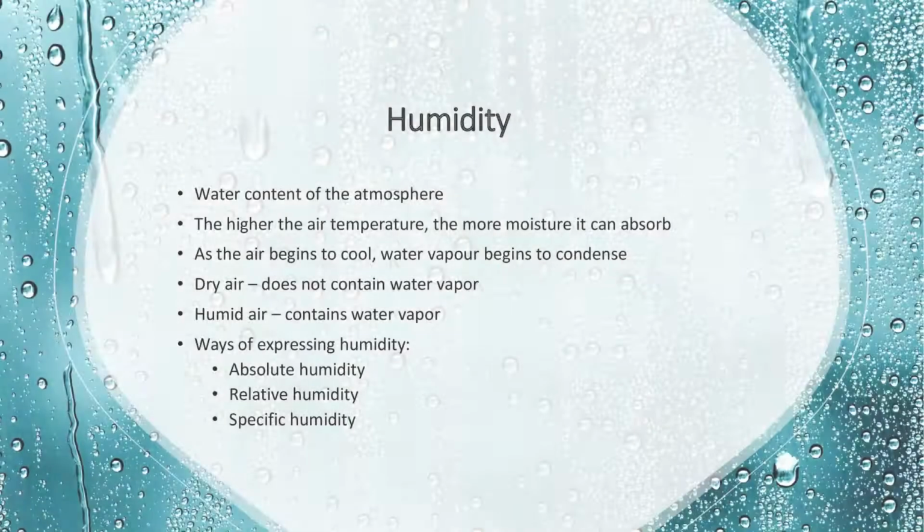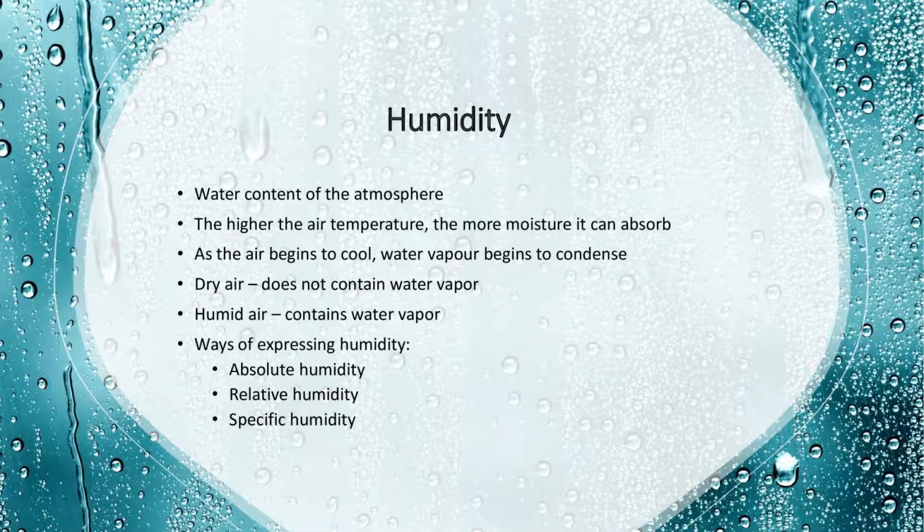In this video, we will measure the relative humidity using the Arduino UNO. Humidity is the water content of the atmosphere. The amount of moisture that can be absorbed by the air depends on its temperature. The higher the air temperature, the more moisture it can absorb. As the air begins to cool, water vapor begins to condense. Air that contains no water vapor is called dry air, and air that contains water vapor is called humid air.